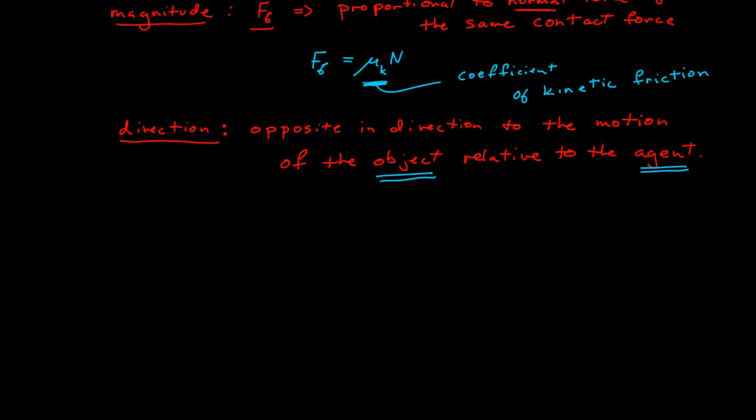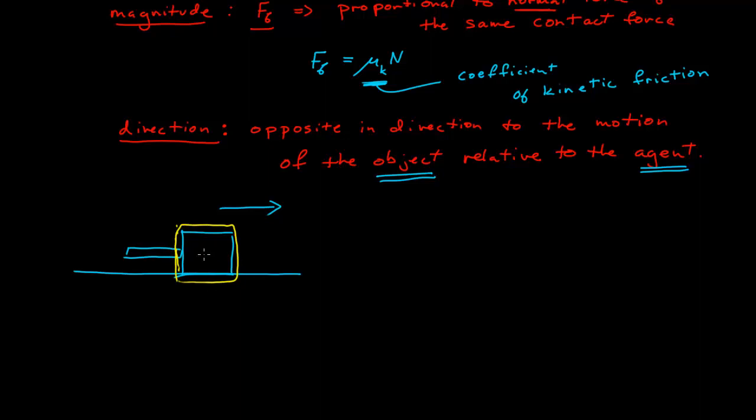Okay, so let's do a quick example to illustrate this. I'm going to have my block, and I'm going to push on it with a stick. And so I am in fact accelerating the block in that direction by pushing on it with a stick. So where are the contact forces on this block? There's a contact force of the stick on the block, and there's a contact force of the ground on the block. Okay.